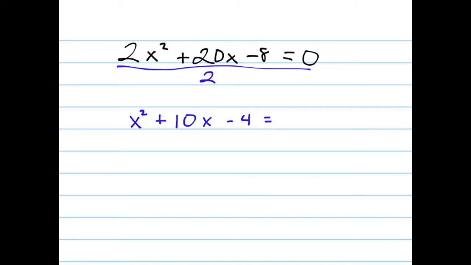Minus 4. So the first step in completing the square will be to get our lead coefficient, the coefficient of x squared, down to 1. So we divide by whatever the current lead coefficient is. Remember that the next step is to move the constant term, in this case the minus 4, over to the other side. So we add 4 to both sides.